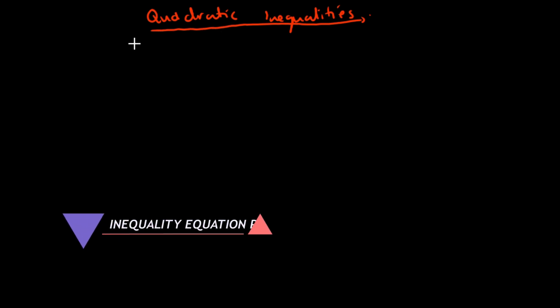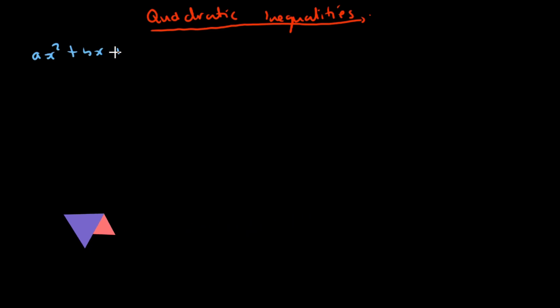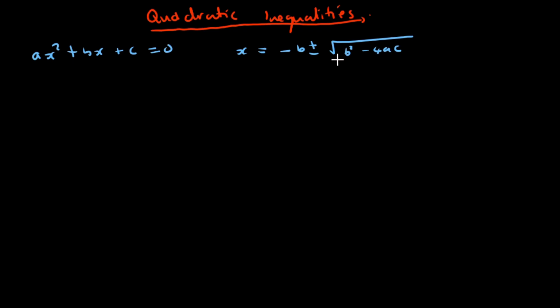When you are dealing with quadratics, you know that the formula of quadratic equations would be something like ax squared plus bx plus c, right, is equal to 0. These are quadratic equations, and usually you can solve them with this formula: x is equal to minus b plus or minus square root of b squared minus 4ac all over 2a. This is the quadratic formula.